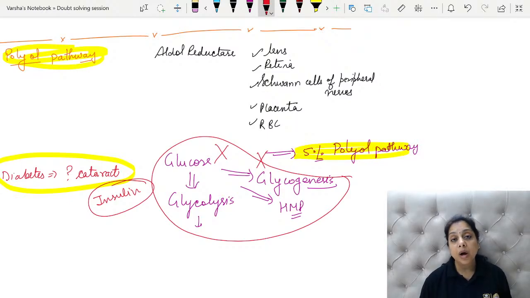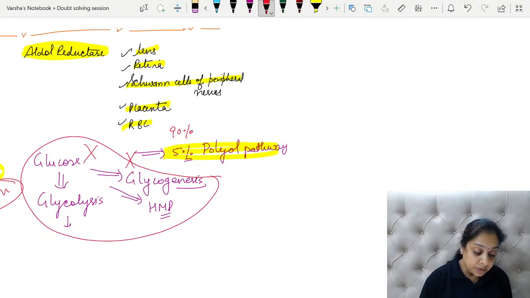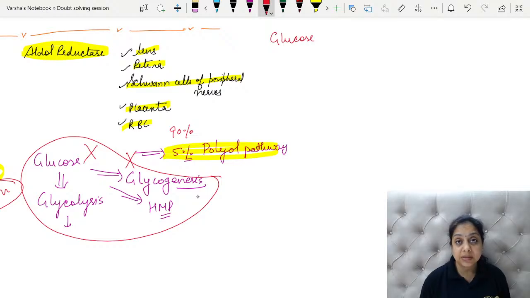So how does the body take care of the glucose? It reroutes this 5% to now 90% towards the polyol pathway. And the major enzyme of this polyol pathway is aldose reductase, right? And aldose reductase is majorly found in lens, retina, Schwann cells of peripheral nerves, placenta, RBCs. Majorly it is found there. And what this aldose reductase does is it converts the excess glucose which is not taken care of by the system because of the absence of the insulin. It will convert your D-glucose into what?